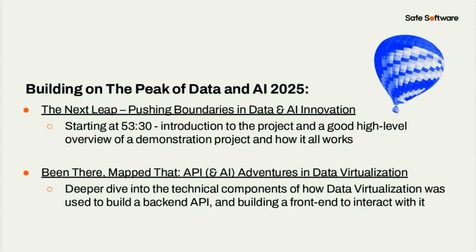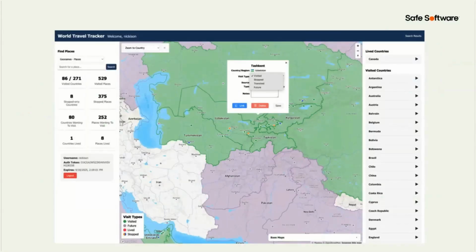And then there was also a breakout session that dives into the deeper details of how data virtualization was used to build an API, how a front end was built to interact with it, and some of the pieces that go with that. Today, I'm going to talk about authorization and authentication in the context of this project, but you don't need a fair bit of background about it in order to get some good information out of today. So again, just a really quick refresher: I had built a project because I'm a giant nerd around travel.